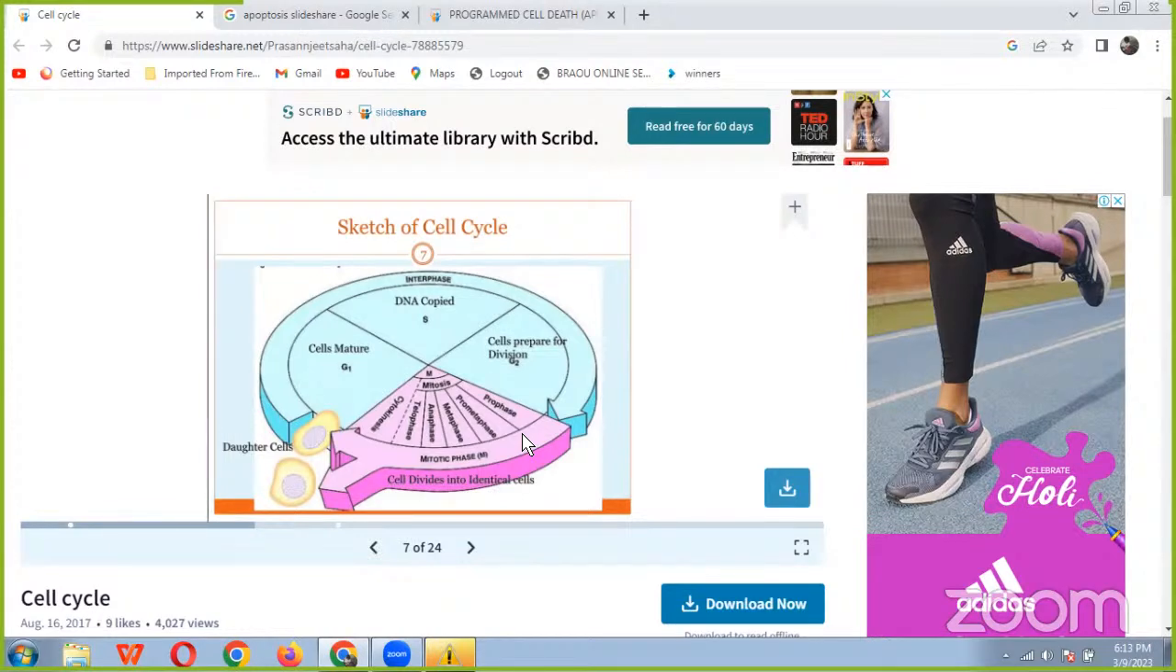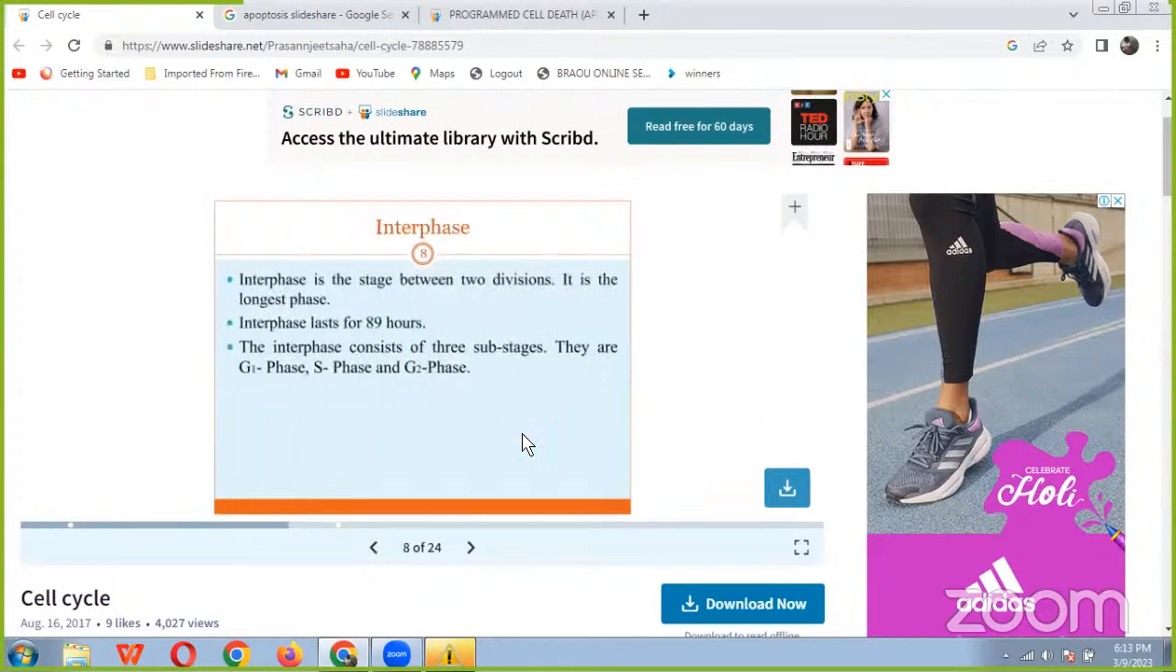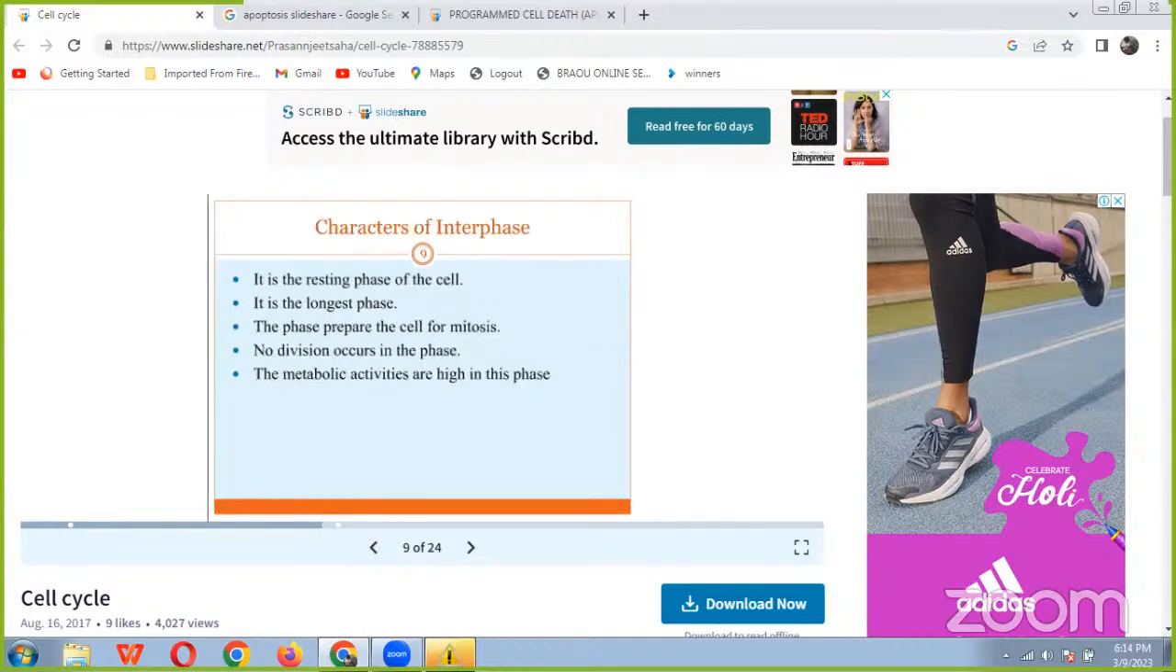Next is the cell cycle interphase. Interphase is the stage between two divisions. It is the longest phase, lasting approximately 18 to 20 hours. Already we discussed in the previous diagram the G1 phase, S phase, and G2 phase.